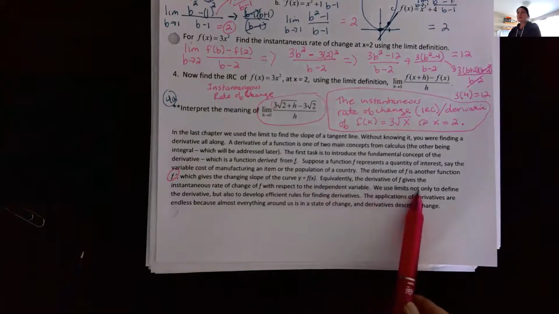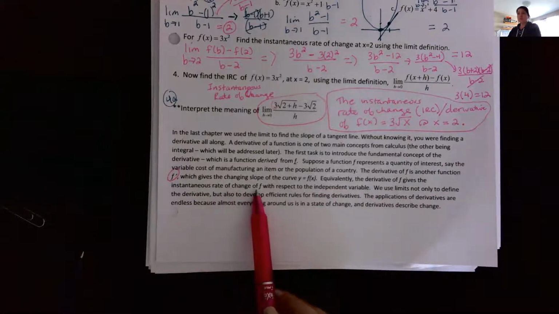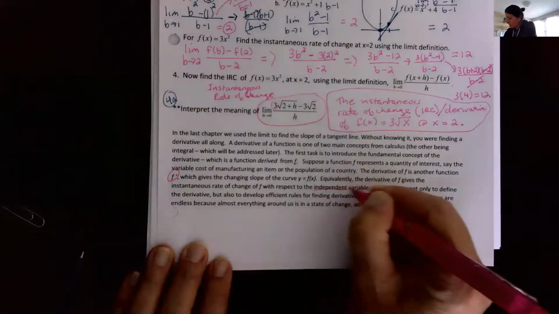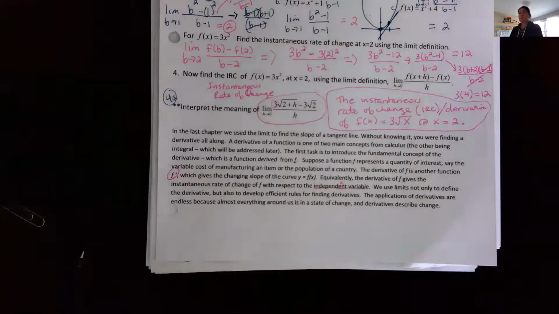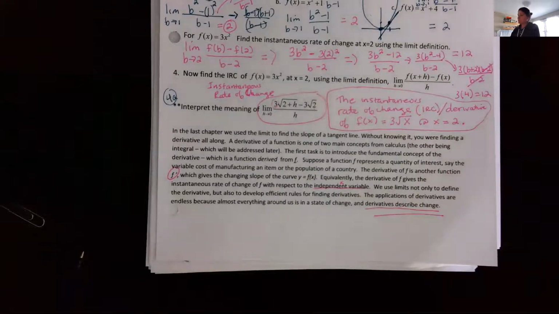Equivalently, the derivative of f gives the instantaneous rate of change of f with respect to the independent variable. Independent variable being x, always, right? Time or x. We use limits not only to define the derivative, but also to develop efficient rules for finding derivatives. The applications of derivatives are endless because almost everything around us is in a state of change, and derivatives describe change. Okay. All right.